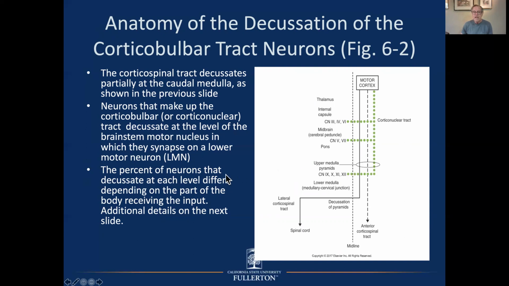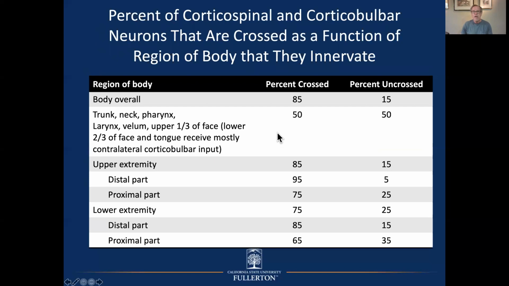Now, the exact percent of neurons that decussate at each level differ depending on the part of the body receiving the input, and that applies to the cranial nerves as well. So we're going to look at that in a little more detail. You have seen this table that shows the pattern of decussation before. We looked at it in one of the last parts of chapter 3. I think I've added some detail. I don't remember whether I put this part in there before, but the rest of it you've seen.